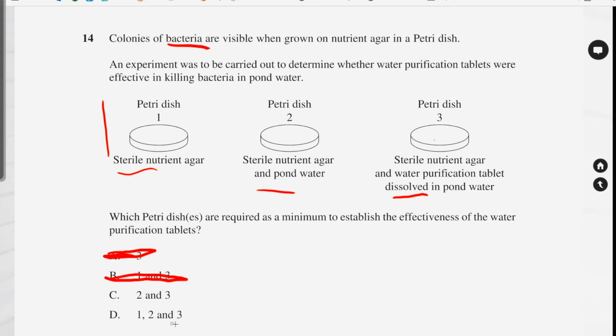Now, 1, 2, and 3, we're going to get rid of that one because what the question is saying is as a minimum. Now, some studies would probably have sterile 1 there as well, just to see if there's any underlying contaminants. But the minimum we need to establish that causal relationship between the tablet and the pond water is C. It's going to be 2 or 3.